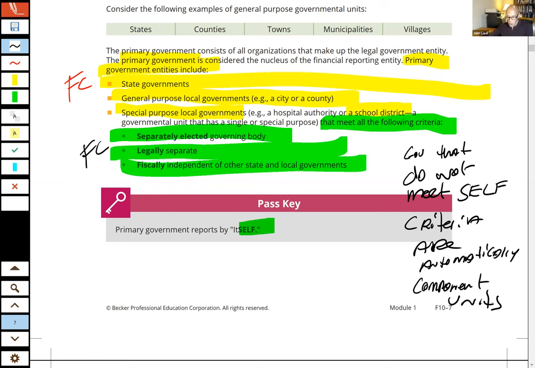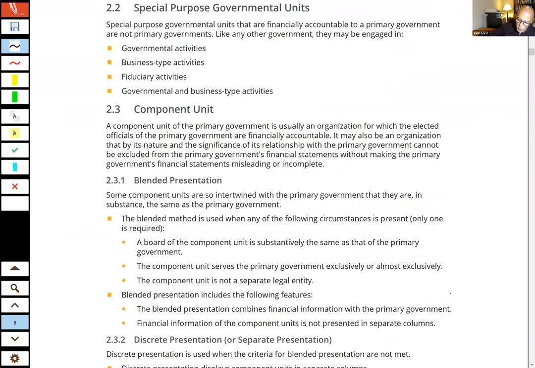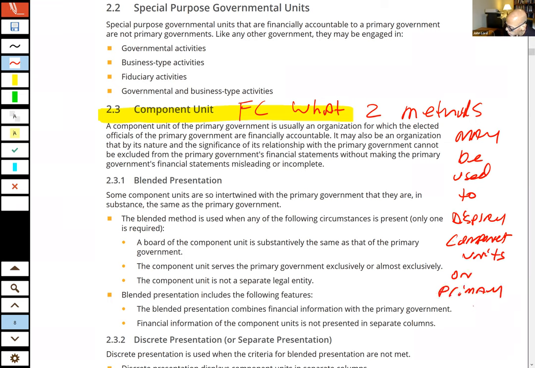Okay, good. Now you come over and you take a look at component units. And I want you to create a flashcard. What two methods may be used to display component units on primary government's financial statements? I'm going to read that back to you.